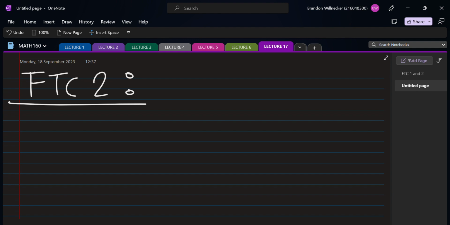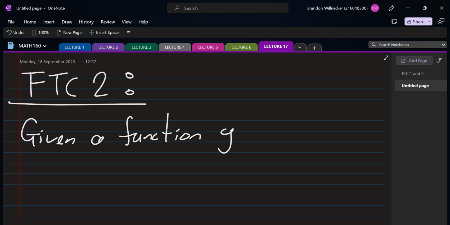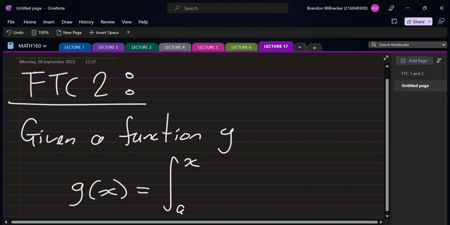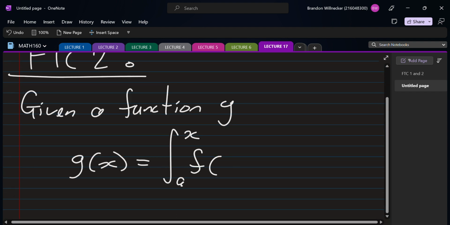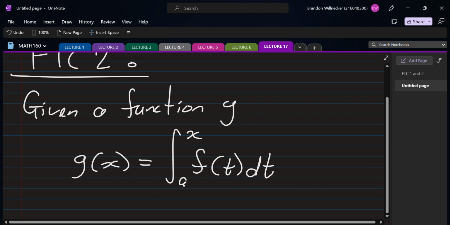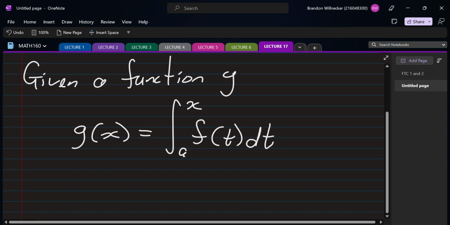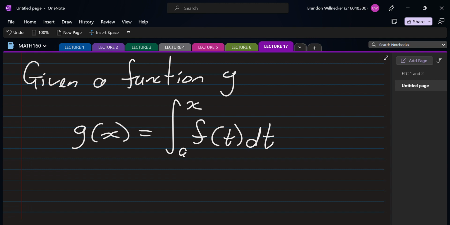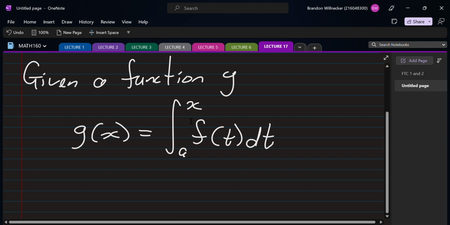Okay, so given a function g, defined as g of x is equal to the integral from a to x of f of t dt. So here the function is defined in terms of an integral. Okay, so this will be important for the assignment. Hint, hint. This is a pretty complicated looking function. It's not like a normal polynomial or rational function or anything like that. This is defined in terms of an integral.